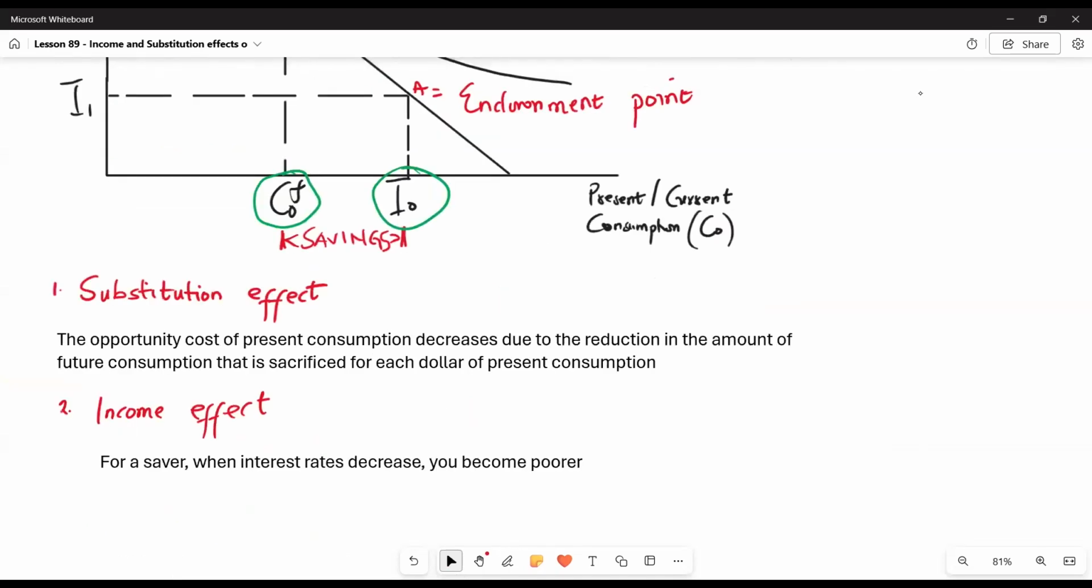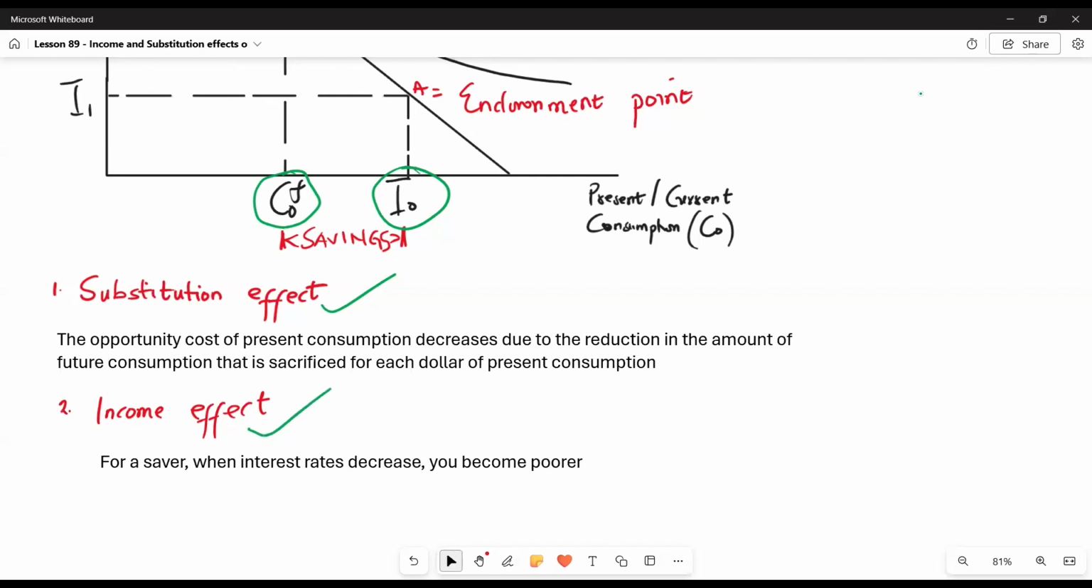The first is the substitution effect. When referring to the substitution effect, what this means is that the opportunity cost of present consumption decreases due to the reduction in the amount of future consumption that is sacrificed for each dollar of present consumption. So this tends to increase present consumption and therefore reduce savings if the individual is a saver.